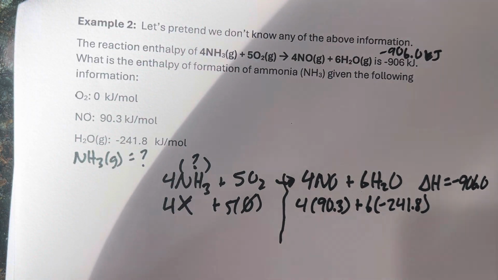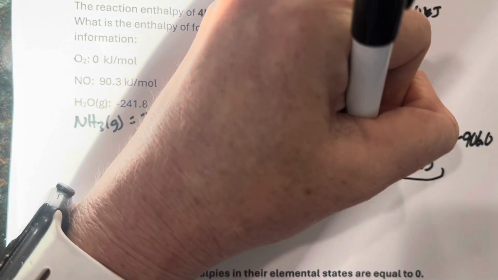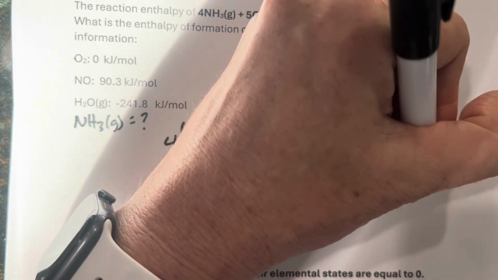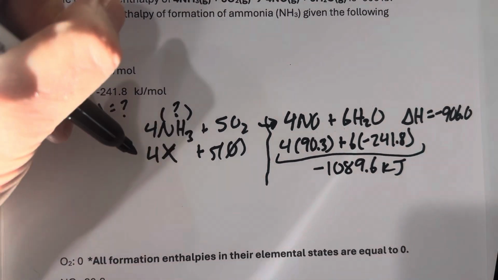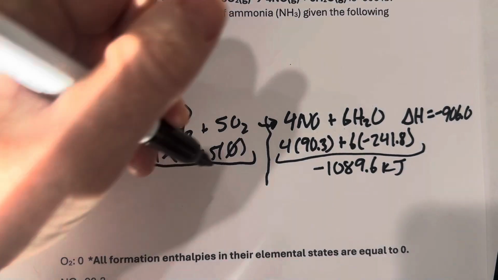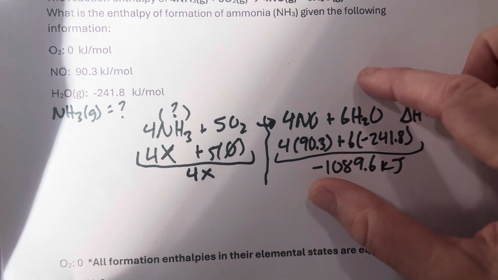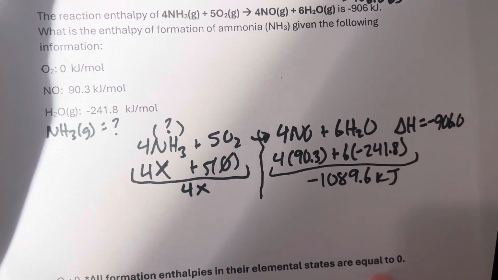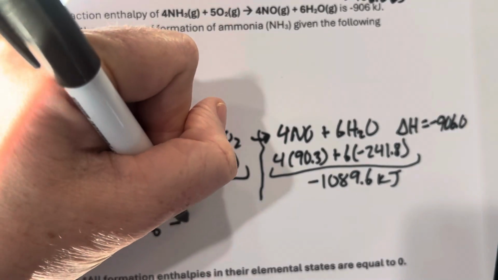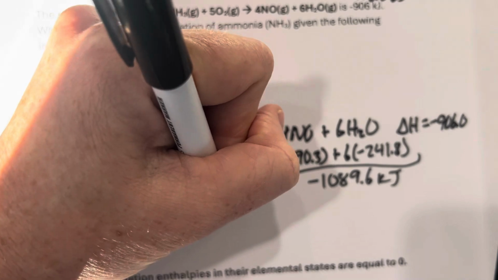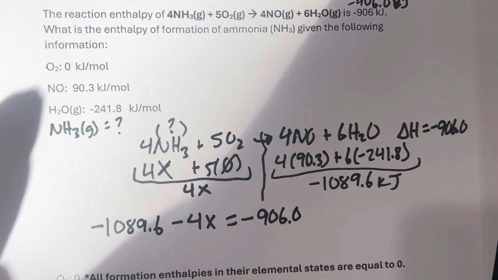We already did those on the previous page, if you remember, and we figured out that this was negative 1089.6 kilojoules. And over here, if we added everything up, this would be 0, so we just get 4x. We know we take products minus reactants gives us the delta H overall. In other words, negative 1089.6 minus 4 times x equals negative 906.0. All these have units of kilojoules.